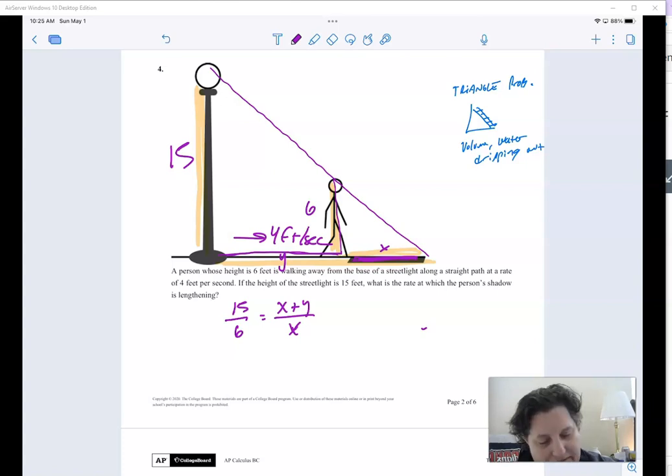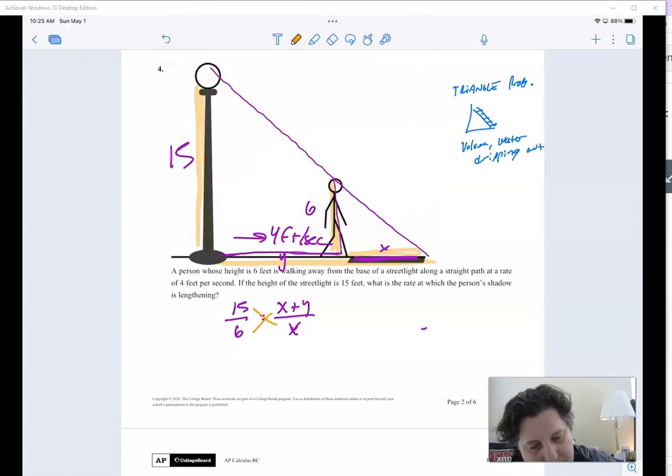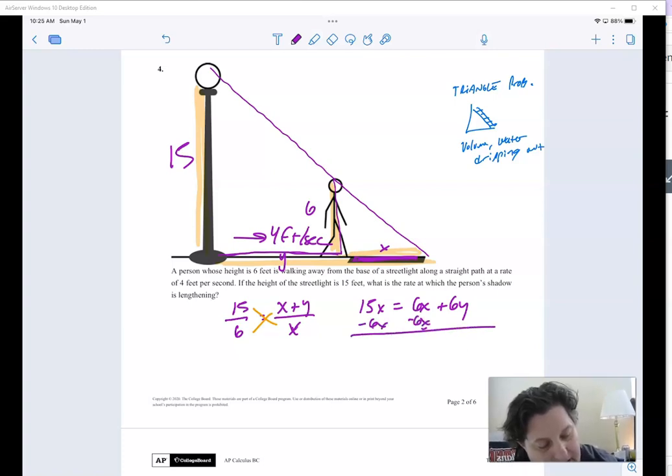Before I start taking derivatives, because I do not want to do a quotient rule with this, that would be really ugly, I'm going to cross multiply. So I have the equation 15x equals 6x plus 6y. If I subtract the 6x to the other side, I get 9x equals 6y. So that is the portion that I'm going to work.